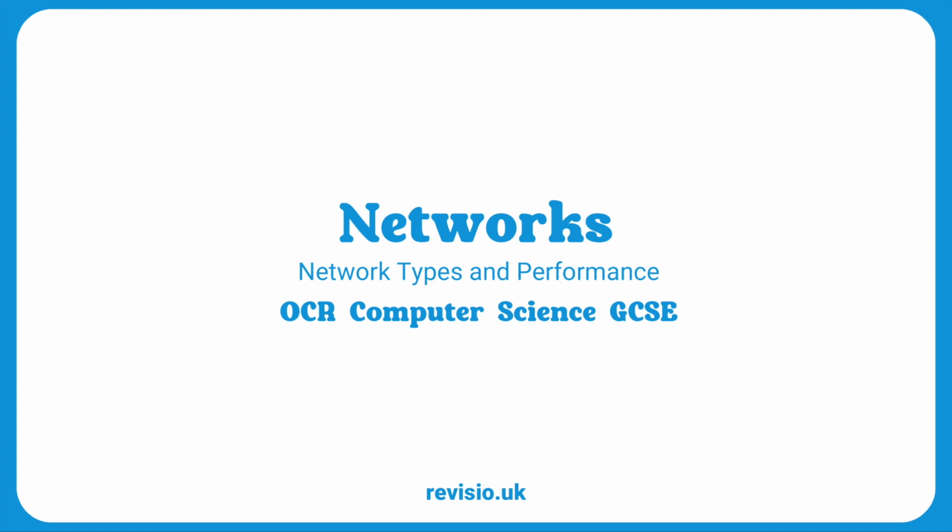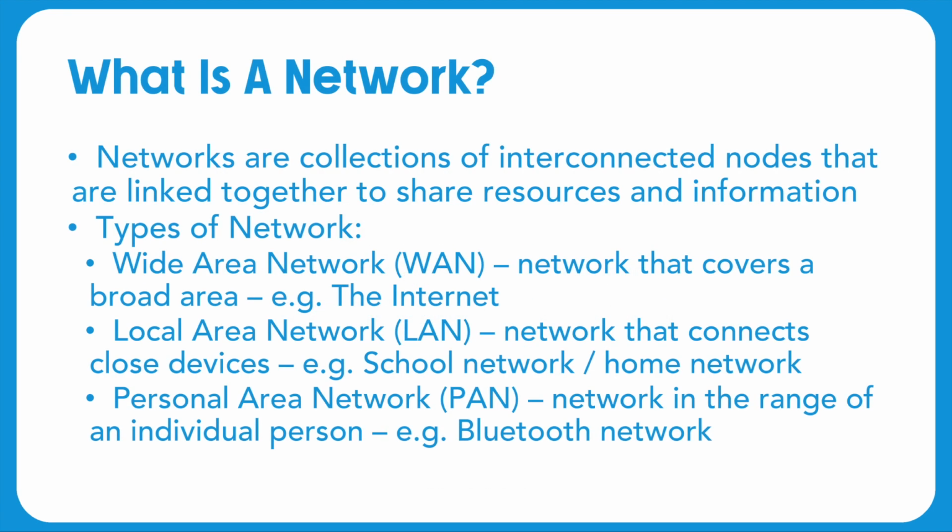In this video, we'll be exploring the different types of networks and the factors that affect their performance. Networks are collections of interconnected nodes that are linked together to share resources such as data or printers and scanners. The word node is a network term that essentially just means a device that's connected to the network. We can determine the type of network based on the geographical area that the network exists in.